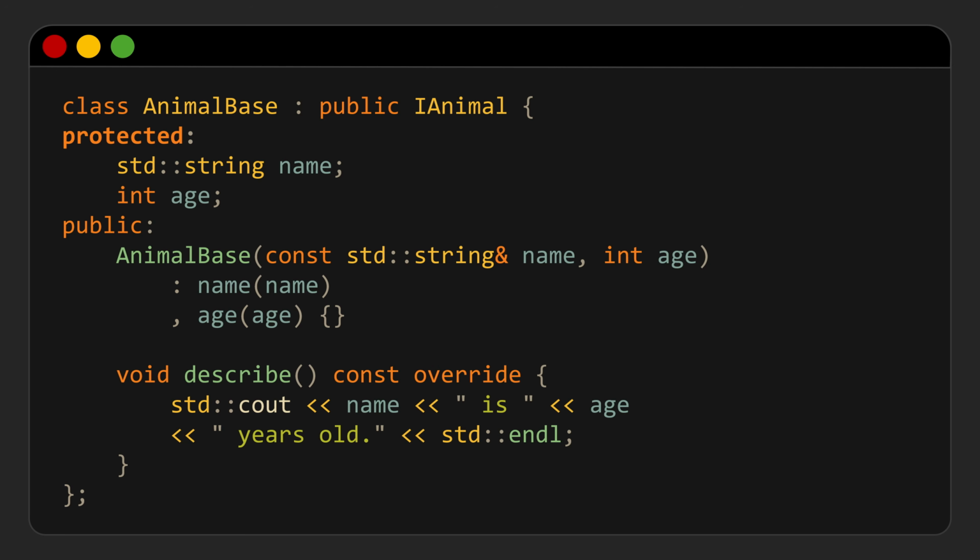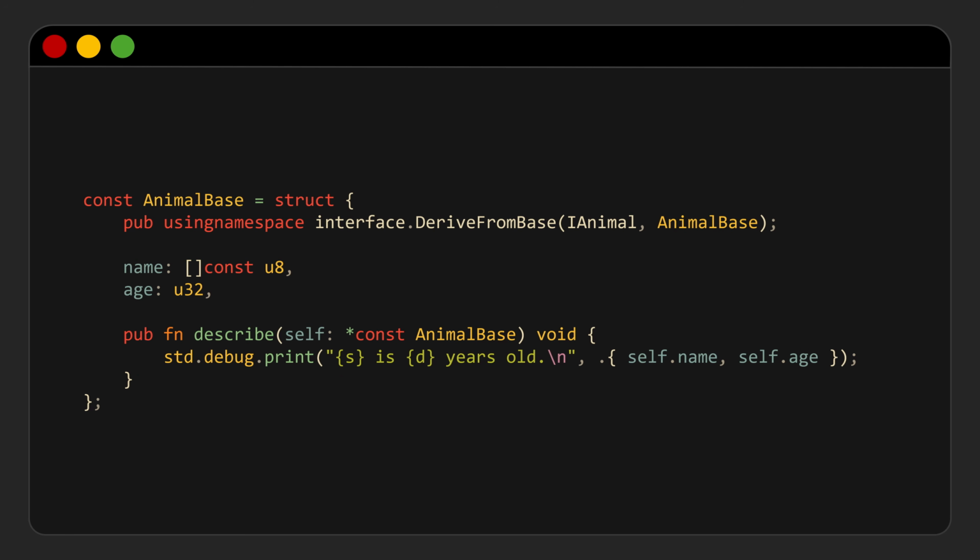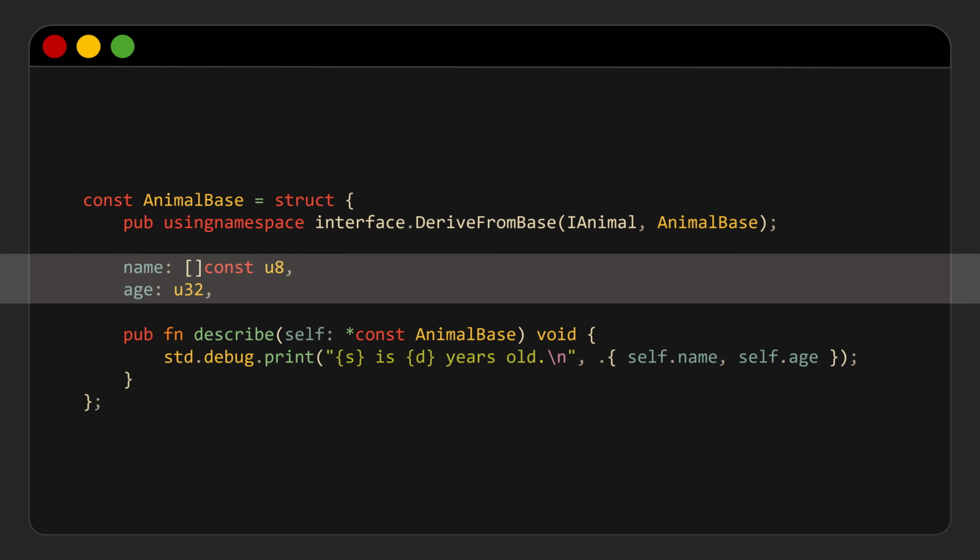Now let's move on to the animal base class. Just a quick reminder, here is how it was structured in C++. The Zig implementation is a bit different syntactically, but it achieves the same purpose. Inheritance in my OOP framework is accomplished using a comptime function called derive from base. This function returns a struct containing member functions. With Zig's using namespace feature, we can easily propagate those functions from the base to the child type, similarly to classic inheritance. Analogically to the C++ example, animal base contains member fields name and age, and describe member function.